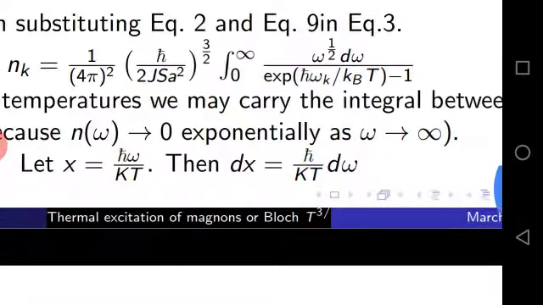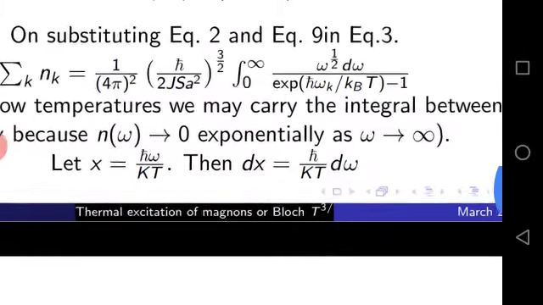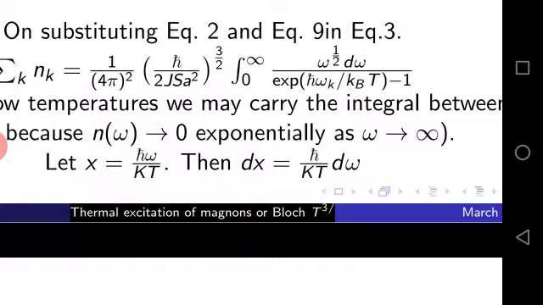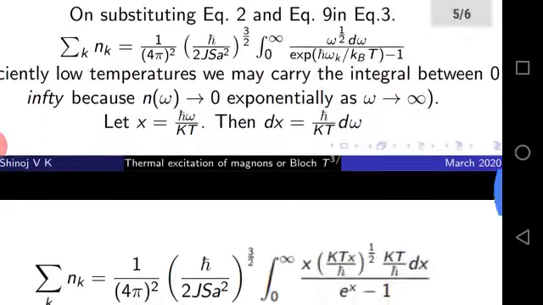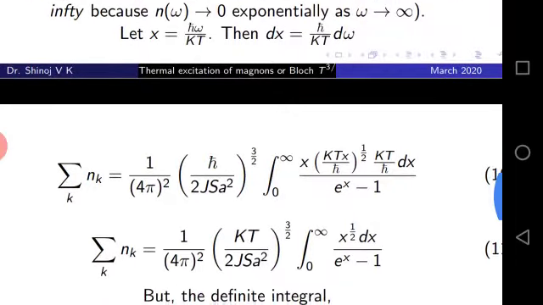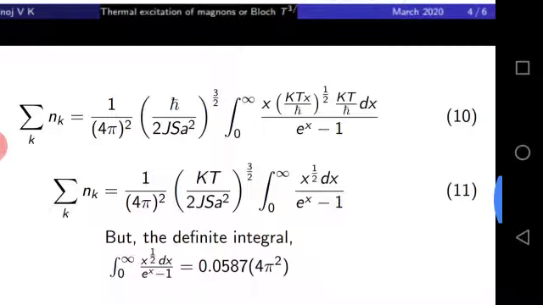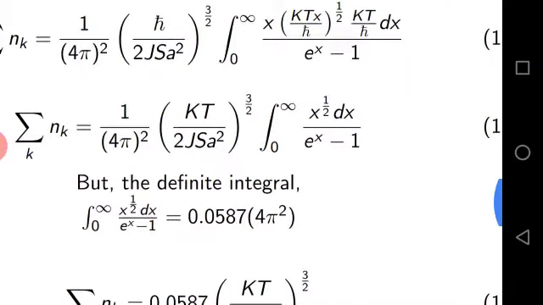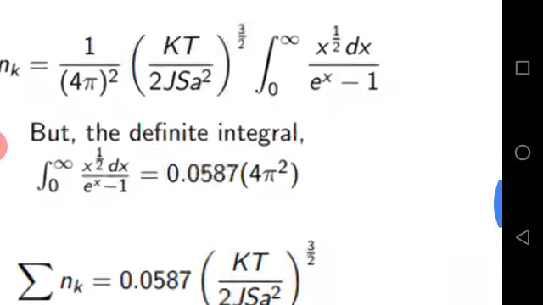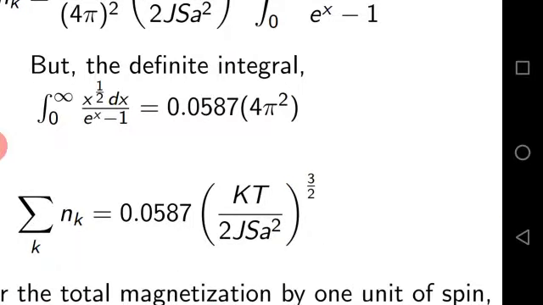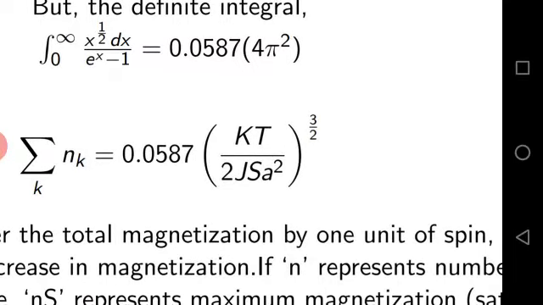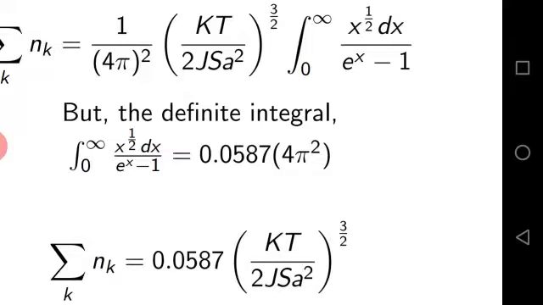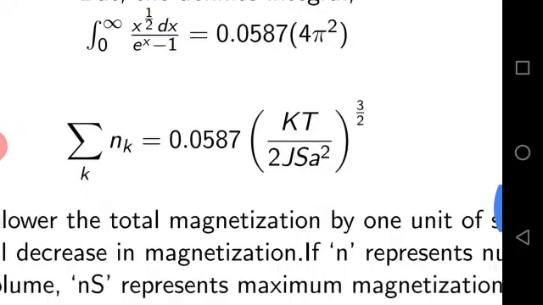So this will be the expression, and in order to reduce this, we substitute h cross omega by kT equal to x, so that dx is h cross by kT into d omega. Now we are converting everything into x, so that the total number of magnons will be these expressions. On reducing further, you will get 1 by these expressions. This is a definite integral, the integral from 0 to infinity of x raised to half by e raised to x minus 1, and the value of that integral is 0.0587 into 4 pi square. So the total number of magnons will be this term multiplied, the 4 pi square will be reduced further, so that this will be the total number of magnons.